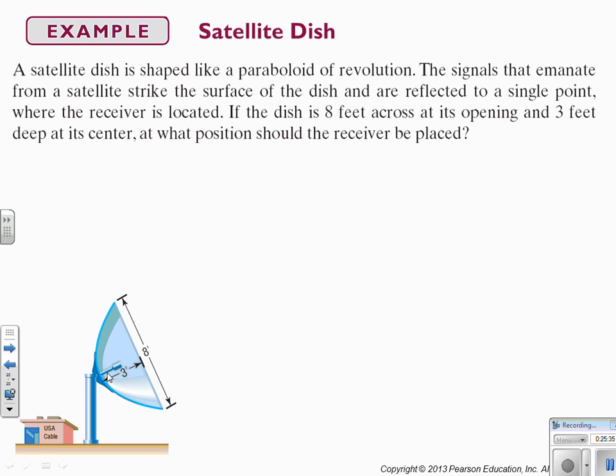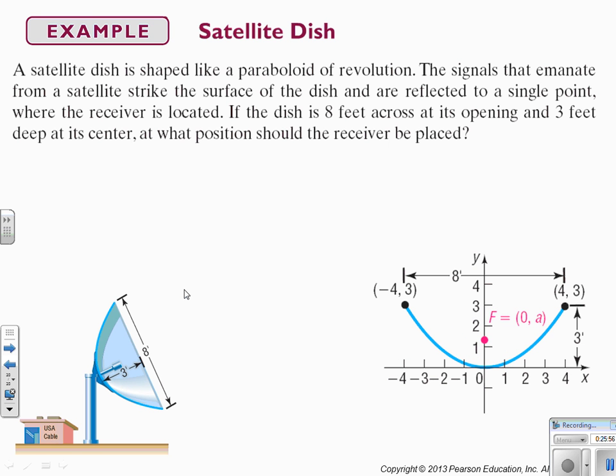If the dish is 8 feet across at its opening and 3 feet deep at its center, at what position should the receiver be placed? This is also known as the focus. That's why it's called the focus, because we focus it at that point and it emanates out. So if we draw a picture of this scenario, let's go ahead and put the vertex at the origin, (0, 0).